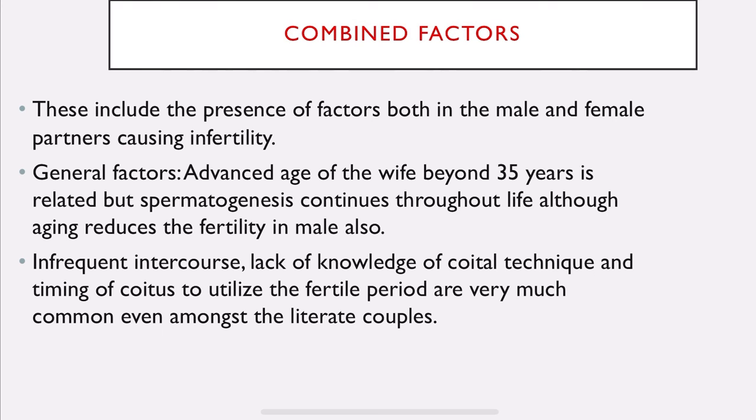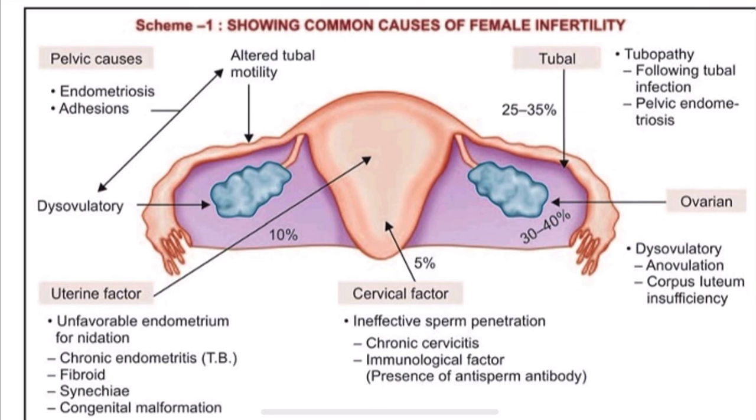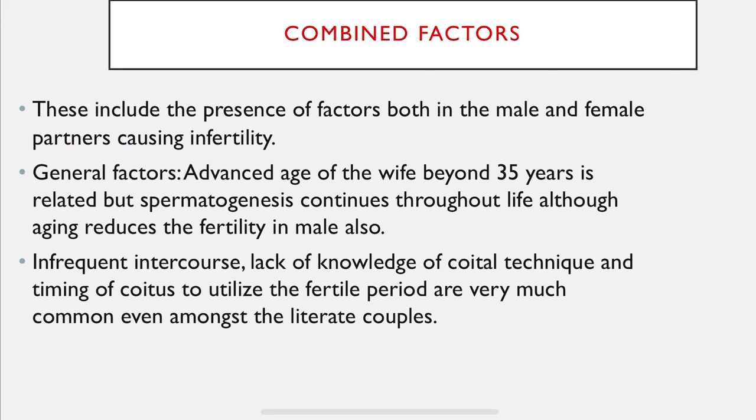Let us see some combined factors of female infertility. They include the presence of factors both in the male and the female partners, which is resulting in infertility. Guys, here both the male and the female. With that last thing, we come to an end of female. Here we are seeing the combined factor, both male and female, having some problem which is resulting in infertility.